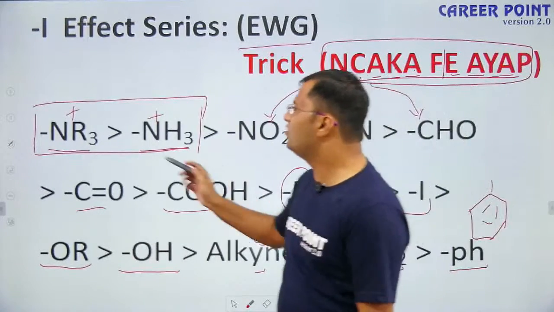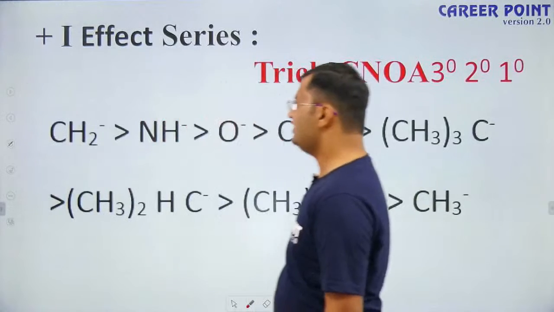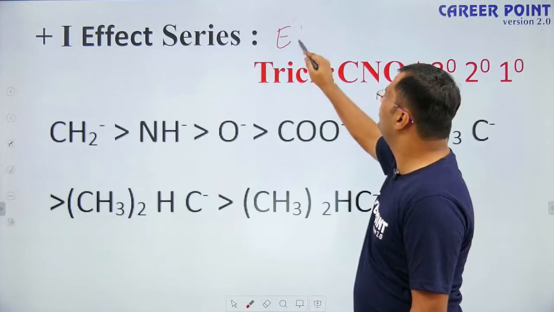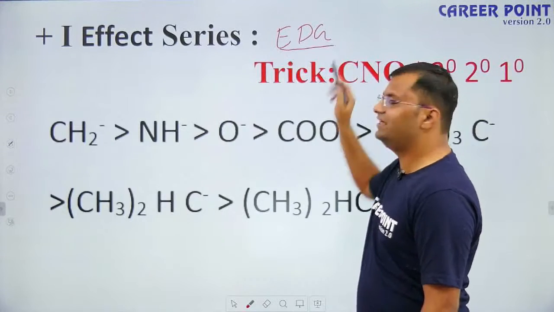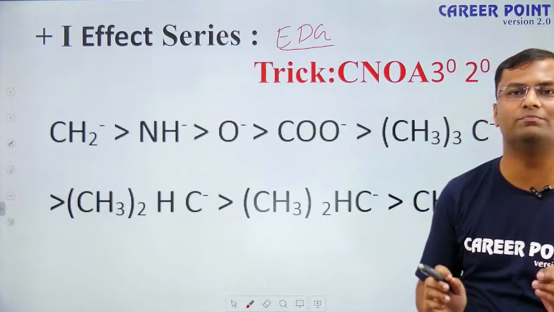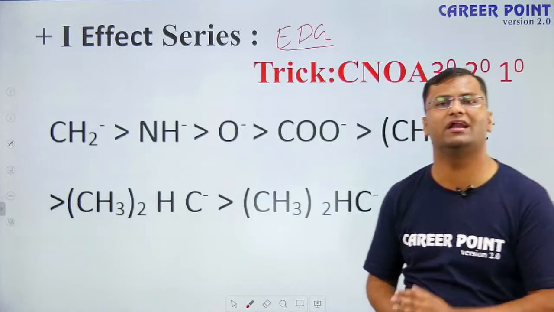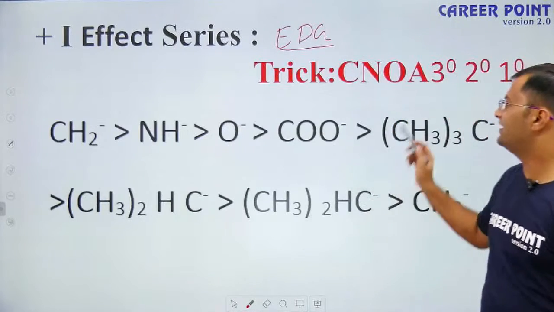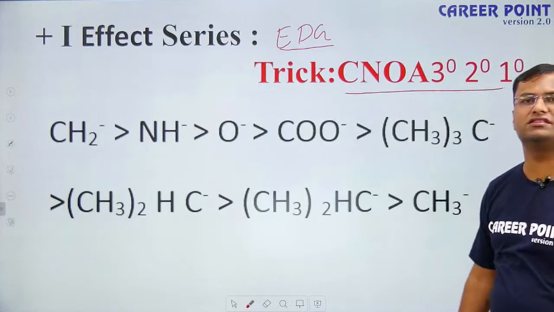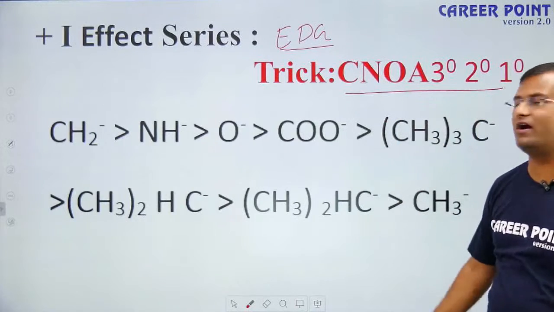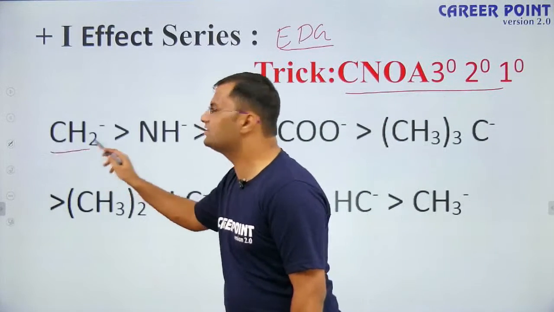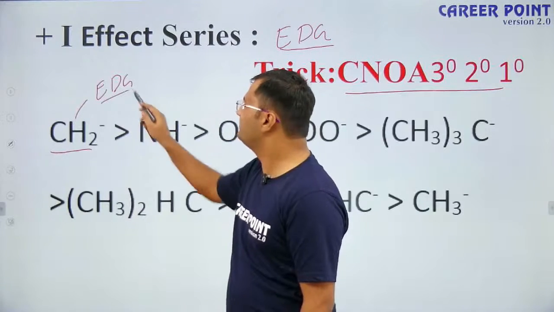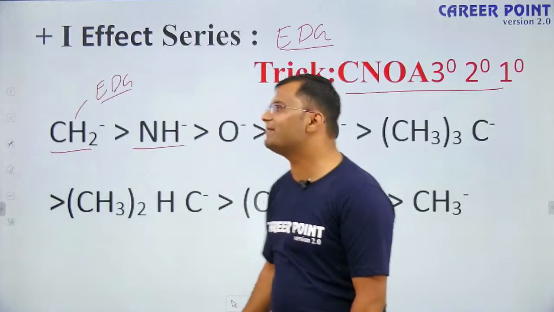Okay? Now we will go for the plus I effect series. Plus I effect series means they are the electron donating groups. They have a strong tendency to donate electrons to other atoms. Okay? Now, first we again use the trick CNOA 321. First is CH2 minus, a very strong electron donating group. Okay? After that we will go for NH minus.